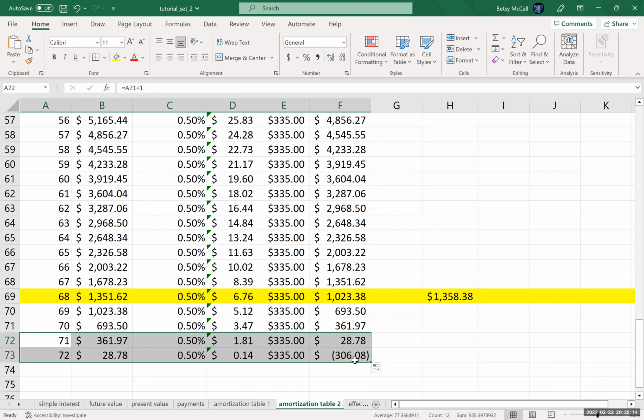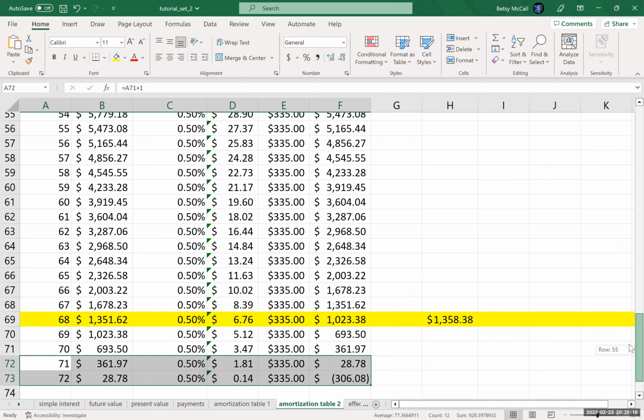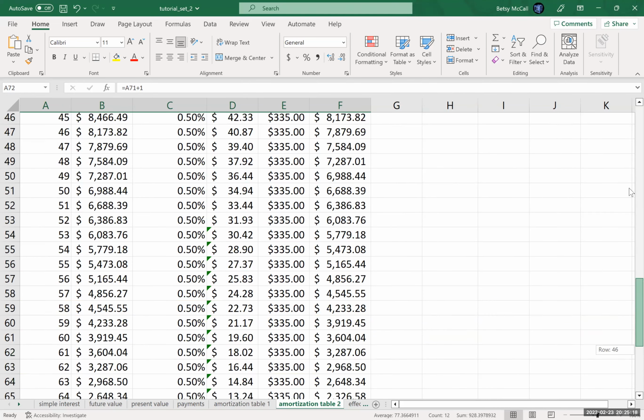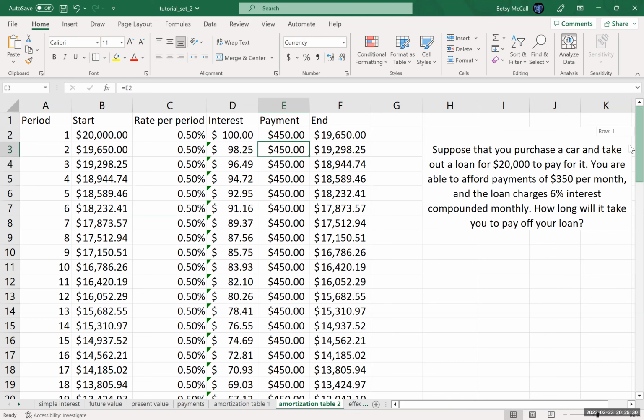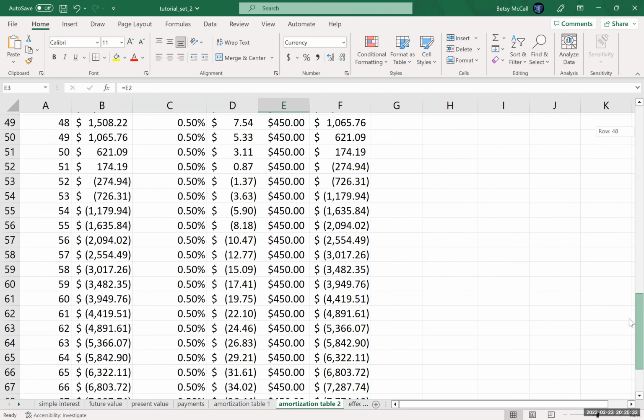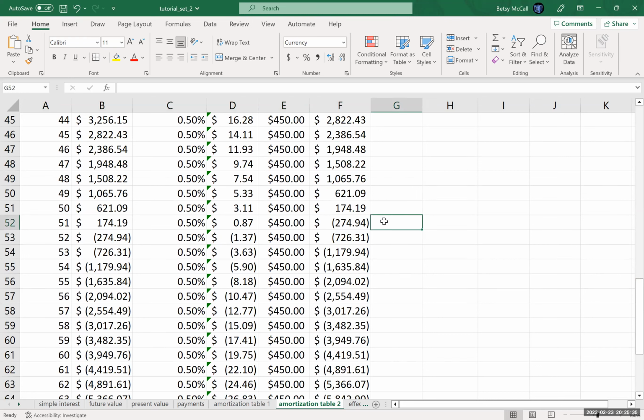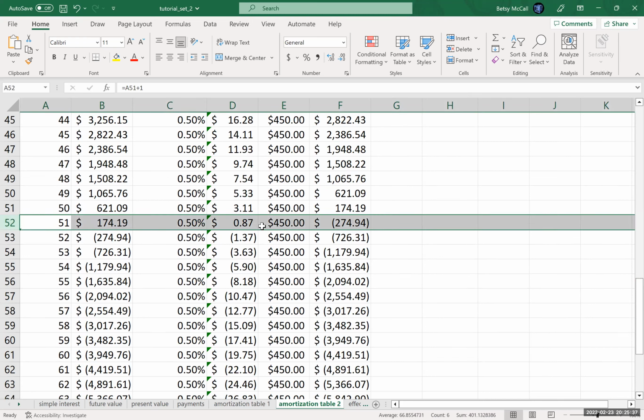And we could sit here and play around with it. That would be fine. But we could also say, well, maybe I find out after I've agreed to $350 a month, maybe I can go up to $450 per month. Maybe I can pay it off faster. I'm going to pay it off in 51 months if I do that.